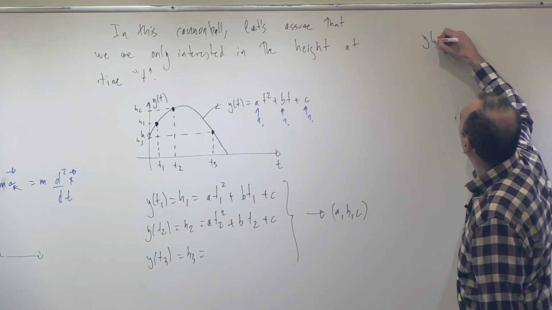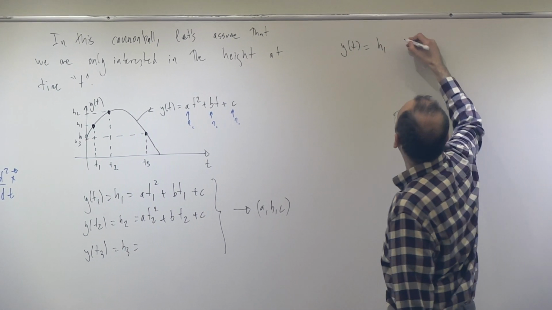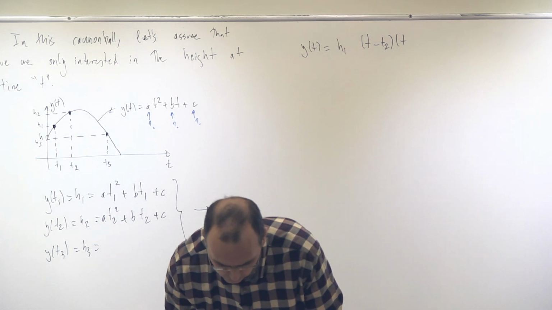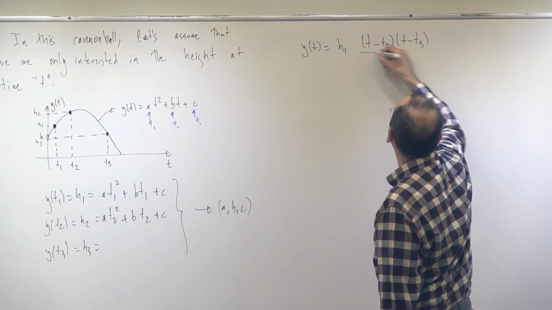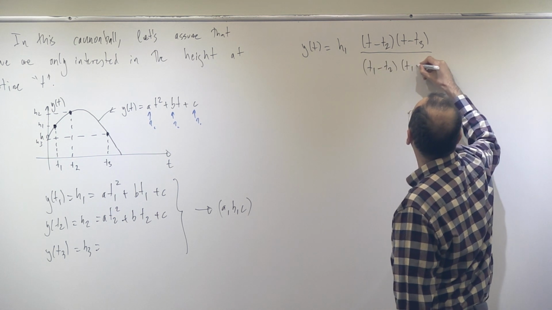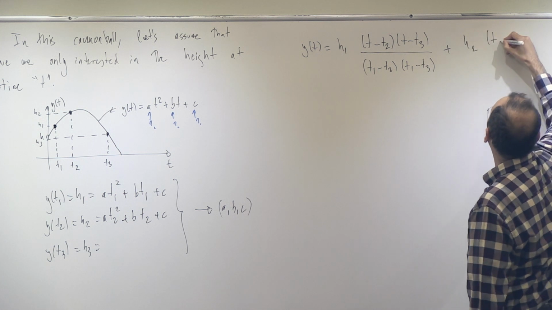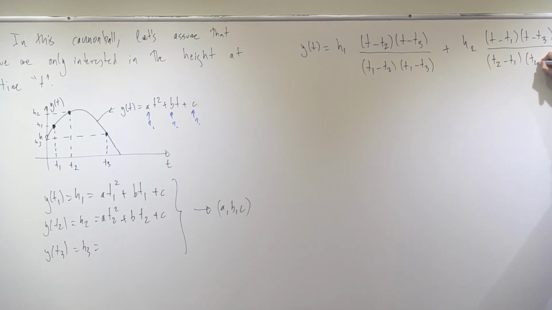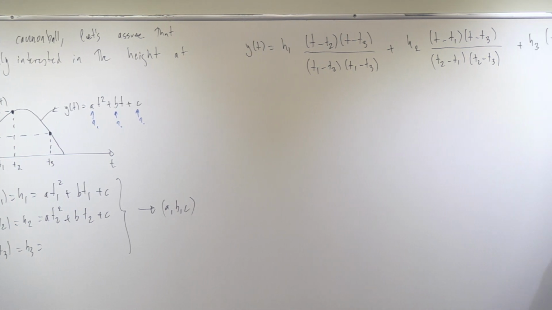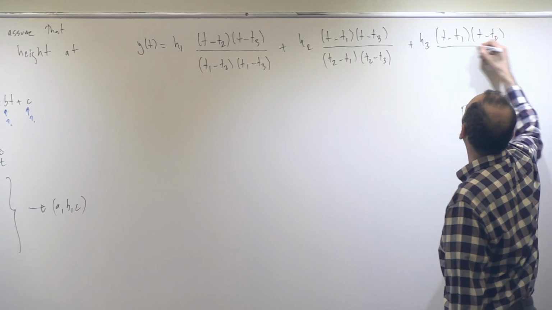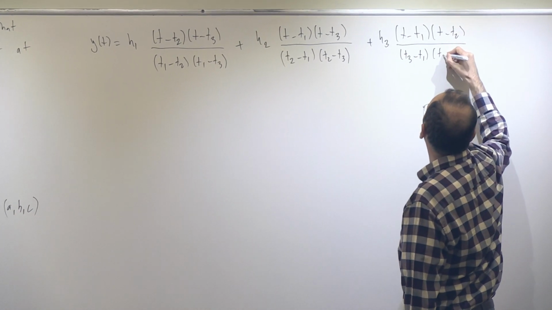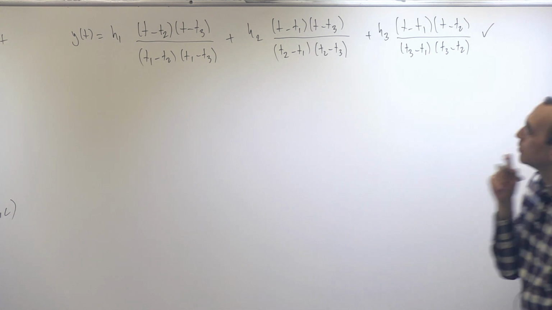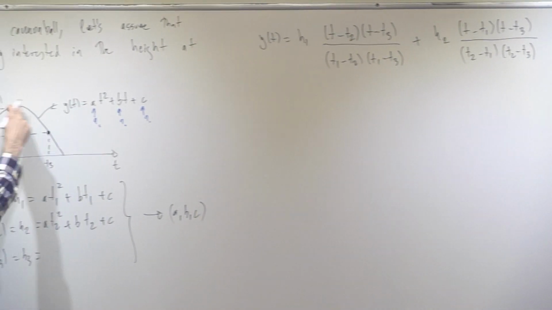But let me write a formula. Now, how about this? If I write something like this, would you agree with this? Let me see my notes. Okay. So now I claim that this is the answer. Do you think this is the answer? So this is y of t. I claim that this is this curve.